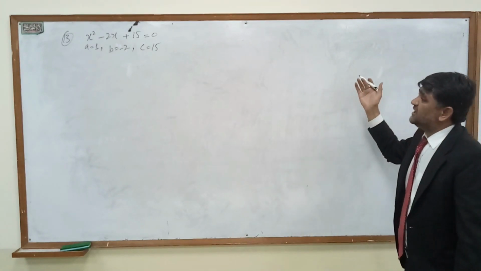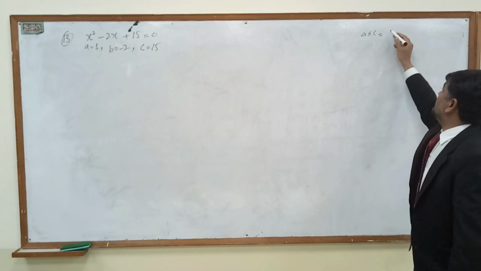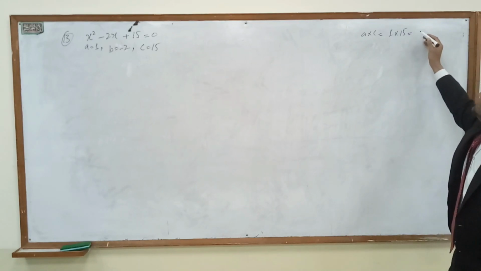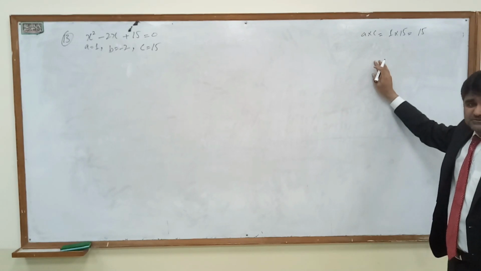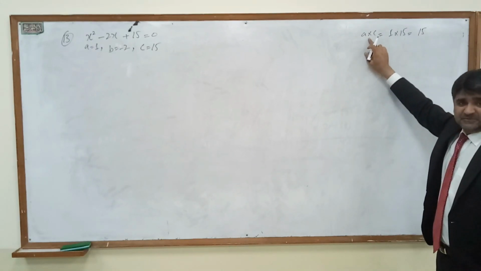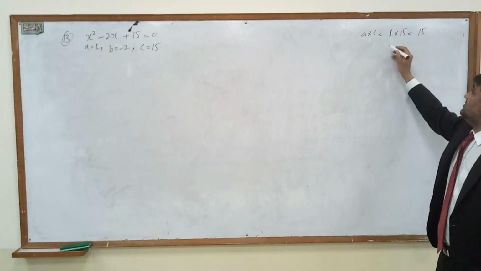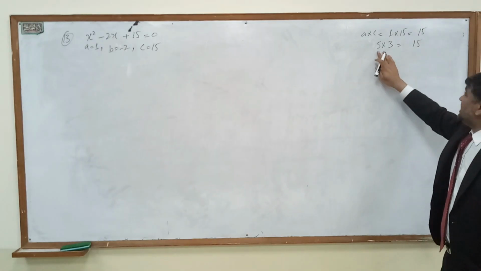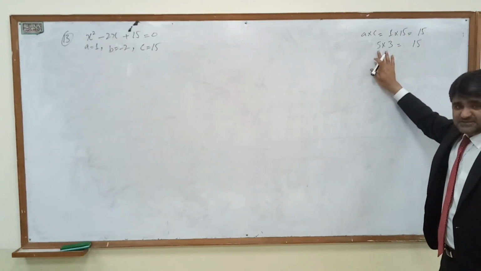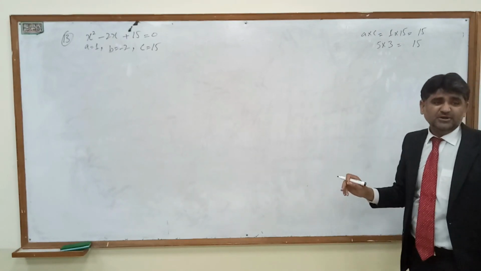How to generate the factors? First step: a multiplied by c. What is the value of a? 1. c is 15. That is equal to 15. Then the second step: we have to find two values whose product must be equal to the answer of a multiplied by c. If we multiply 5 by 3, the answer is 15. After adding or subtracting, the sum should be equal to the value of b.